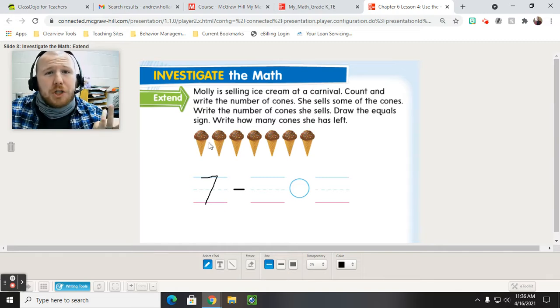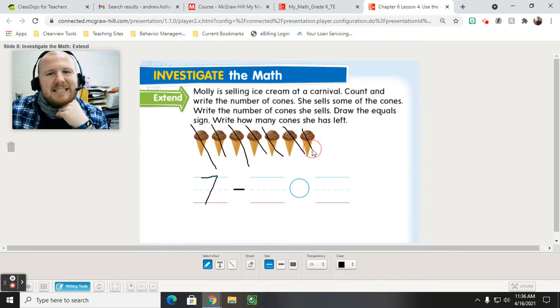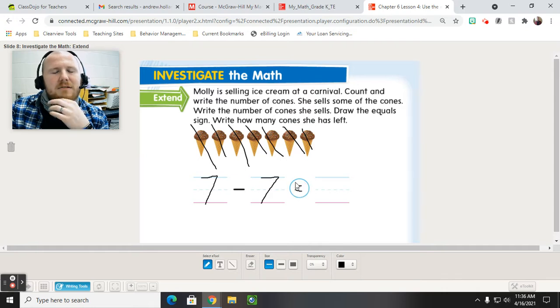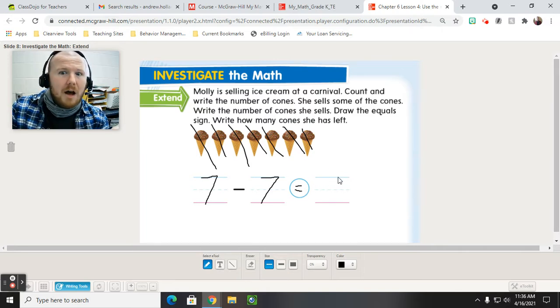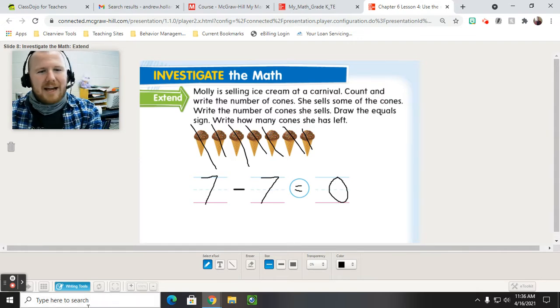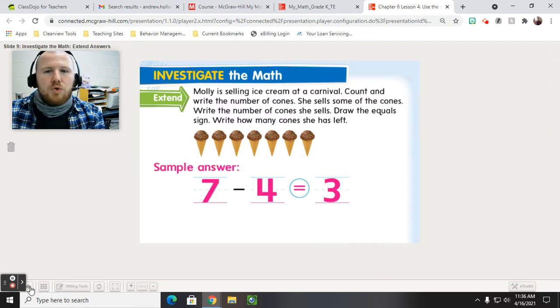Well, I hope she sells all of them, because if she has any left, they're going to melt. So she sells 1, 2, 3, 4, 5, 6, 7. So she sells all 7. So how many does she have left? The equal sign basically tells us that there were 7 and then 7 went away. So how many are left? There's 0 left because they're all gone. Isn't that cool? All right, it's going to say, well, oh, they did 7 minus 4 equals 3.